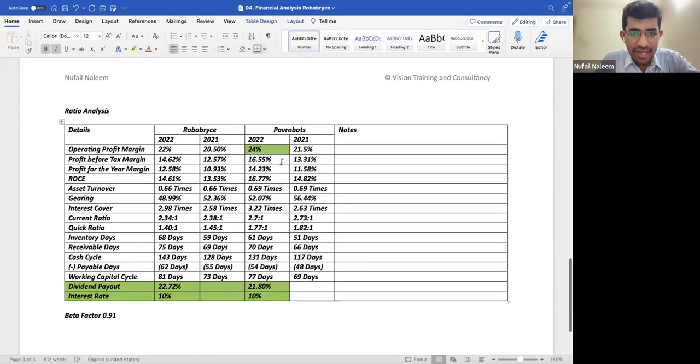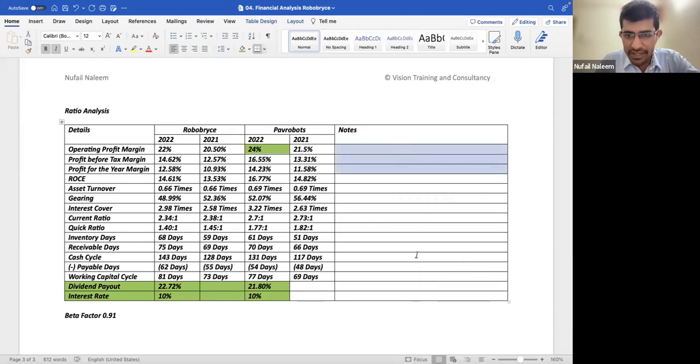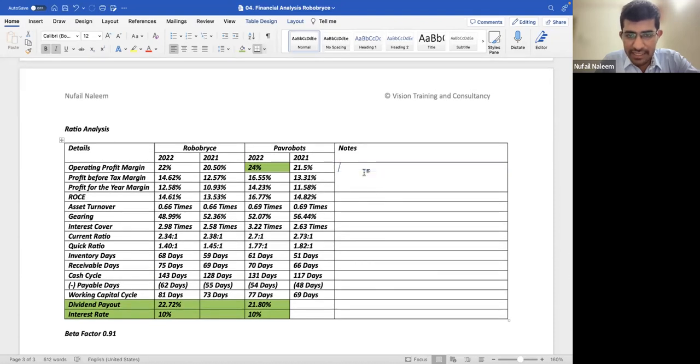Students, the next one is profit before tax. Again, you see Pavrobot is dominating profit for the year. We don't have other explanation regarding what is happening with the margins. So I'm going to combine these three together so that it will be a direct explanation, because they have not given the classification of what has happened, how it has happened, what are the changes that need to happen. Nothing has been given to date.